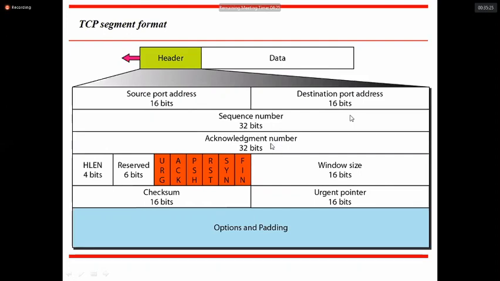Since TCP is a stream transfer protocol, the sequence number tells the destination which byte in the sequence comprises the first byte in the segment. Basically, during the connection establishment phase, a random number is generated between 0 and 2 to the power of 32 minus 1 to establish a connection. Similarly, the acknowledgement number acknowledges that number. Next I have the header length field.